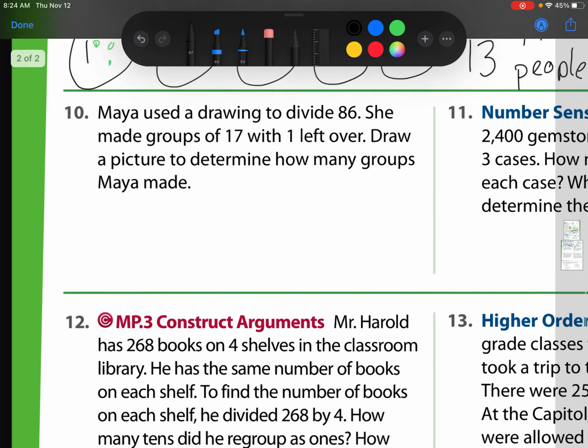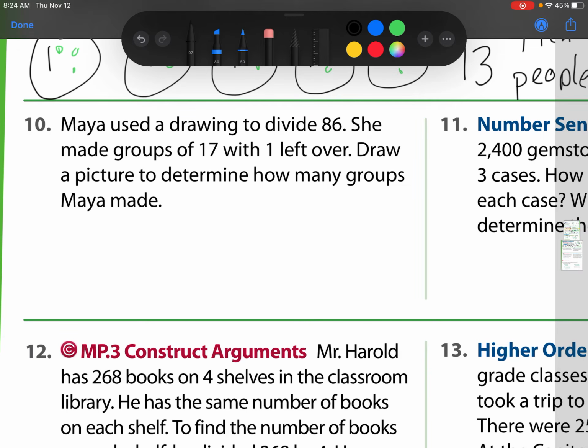Now let's head to number 10. Maya used a drawing to divide 86. She made groups of 17 with 1 left over. Remember, if it's left over, that's our remainder, so I'm going to put an R above it. Draw a picture to determine how many groups Maya made. Well, it's telling me this right here.